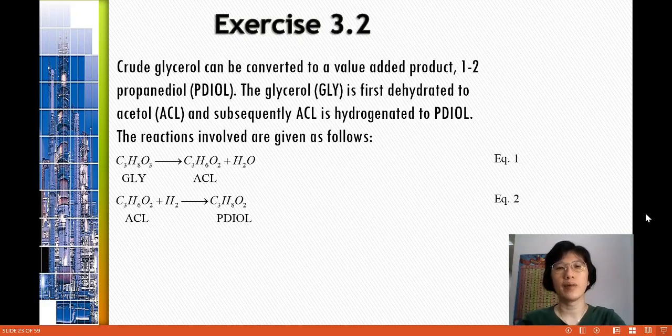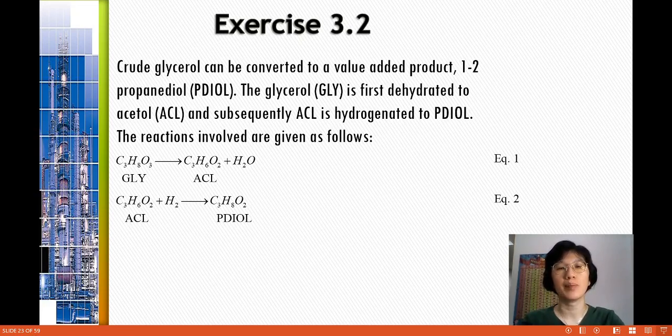So welcome back. We are going to analyze the problem in exercise 3.2. So 3.2, we have a process of converting crude glycerol. Of course, this is a vegetable oil-based product. The glycerol is a bio-based product. It can be converted to propanediol, 1,2-propanediol here.